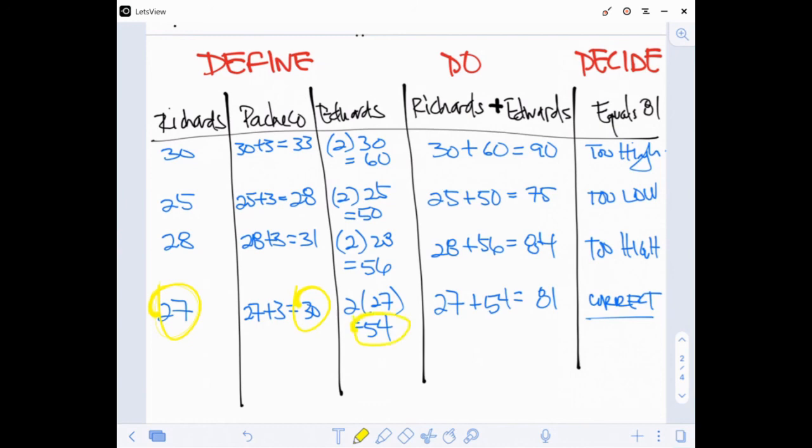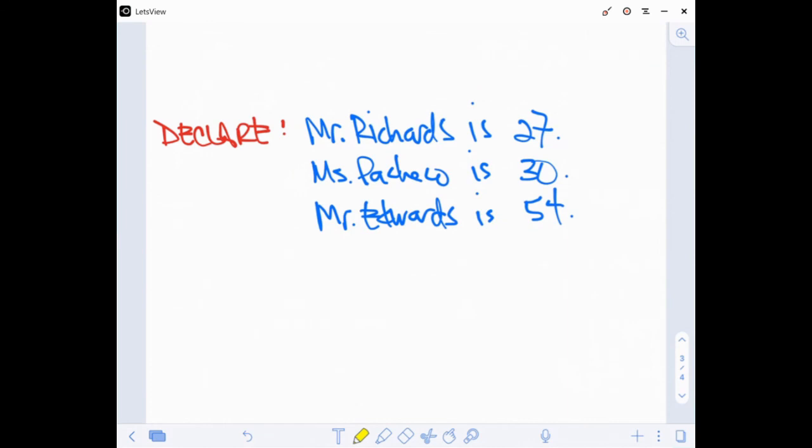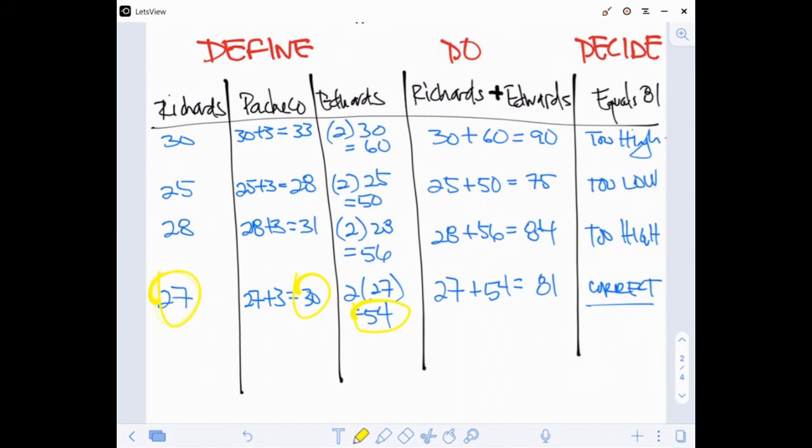So the last step is I got to declare my answer. So if I declare it, I said it right there. Mr. Richards is 27 years old. Miss Pacheco is 30 years old, and Mr. Edwards is 54. I'll put it back on the other screen so you can see the table. The table is the process that's going to help us find that solution. Okay, and this is the 5D process. Hopefully that helped.